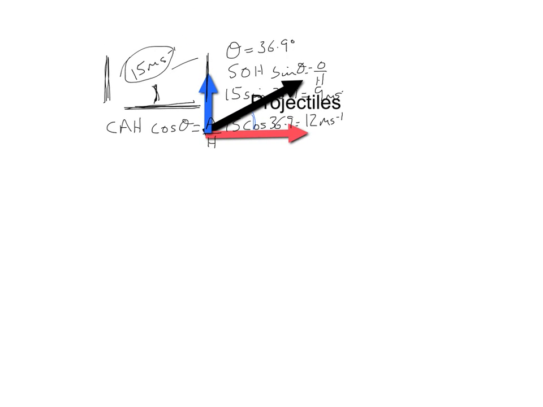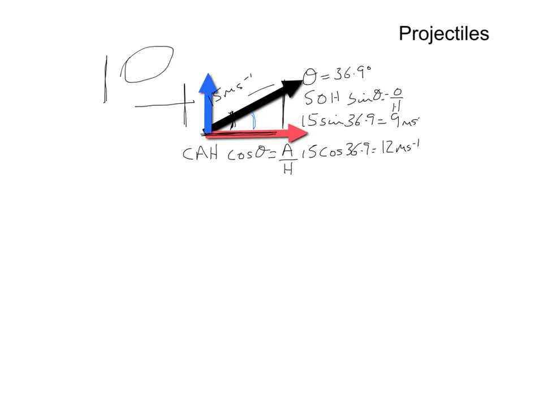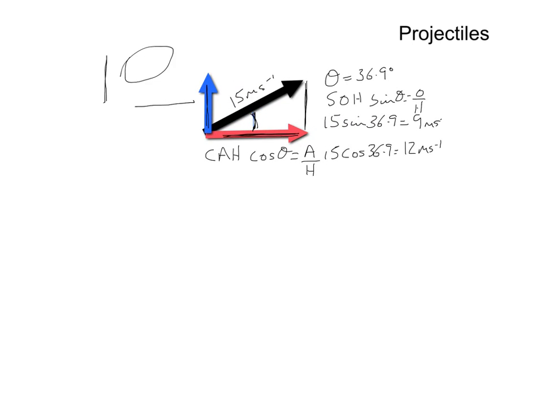Right, let's go back to our original vector. We had a problem here that we looked at initially, where we had an initial velocity of 15 meters per second at 36.9 degrees above the horizontal. So let's say that then is the problem. A ball has been kicked with an initial velocity of 15 meters per second above the horizontal. How long does it stay in the air, and how far away does it land?